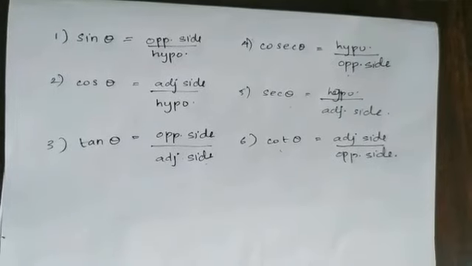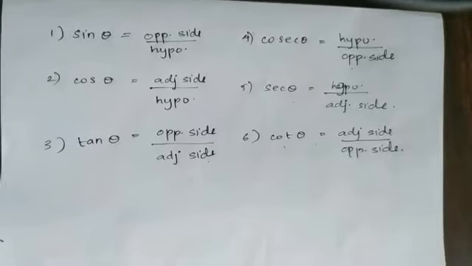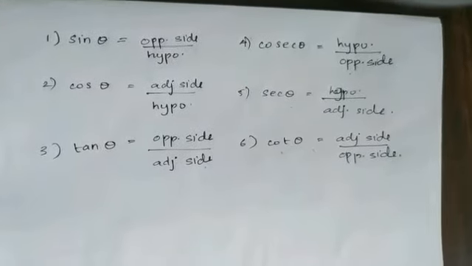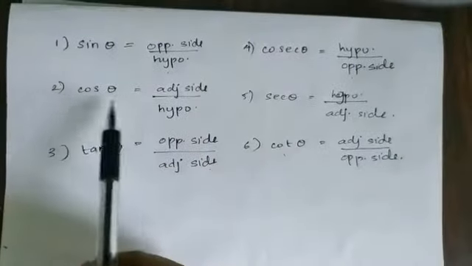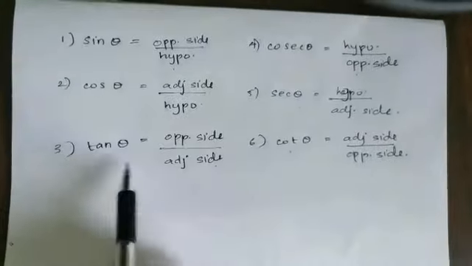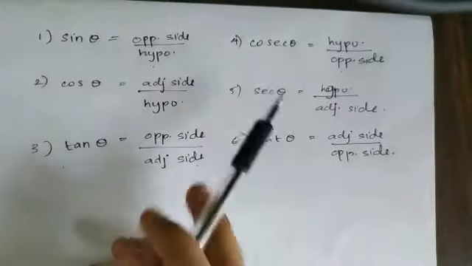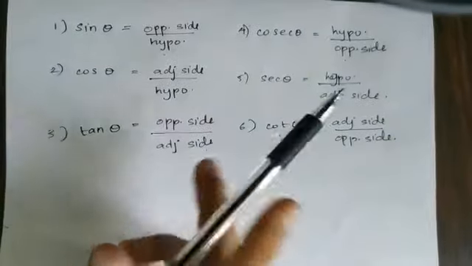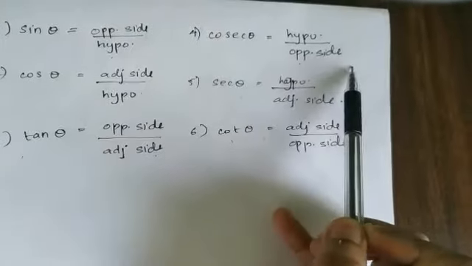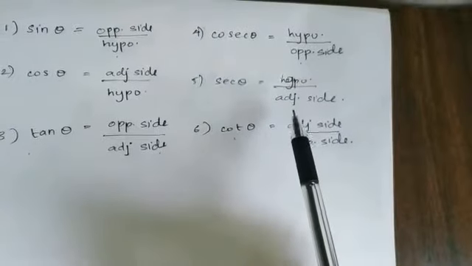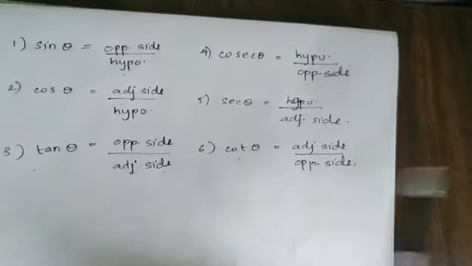Before moving on to part 2, let me rewind the previous topic, that is trigonometric ratios. The 6 trigonometric ratios are: sine theta, which is opposite side by hypotenuse; cos theta is adjacent side by hypotenuse; tan theta is opposite side by adjacent side. And the rest 3, that is cosec, sec and cot, are the reciprocals. That is, cosec theta is hypotenuse by opposite side, sec theta is hypotenuse by adjacent side, and cot theta is adjacent side by opposite side.